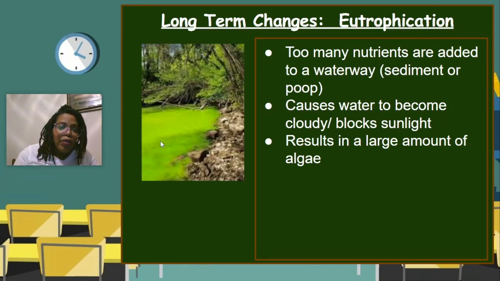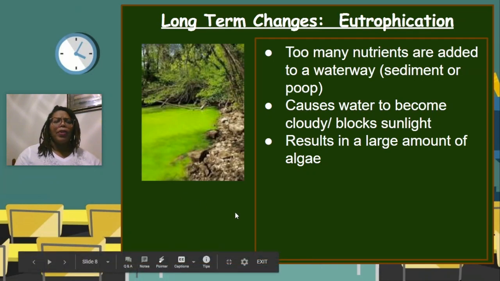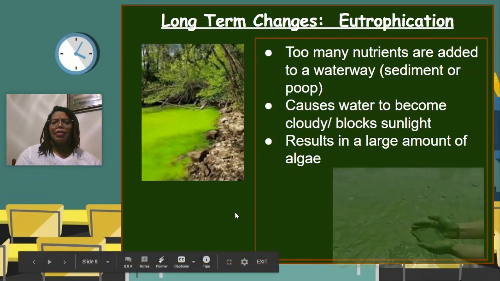So all of this green stuff here is actually algae, tiny little organisms that are just kind of so close together that they're covering the surface of the water. And we call that eutrophication. And it has lots of effects, most of which are pretty negative in an ecosystem.